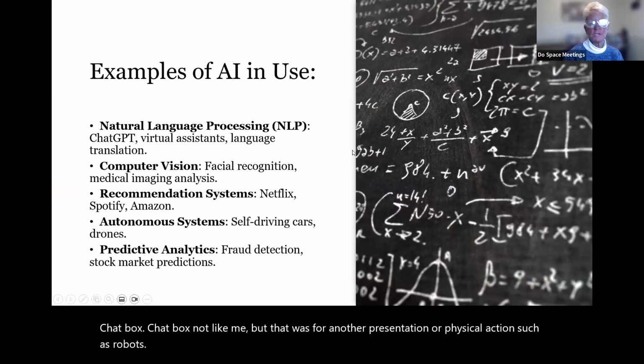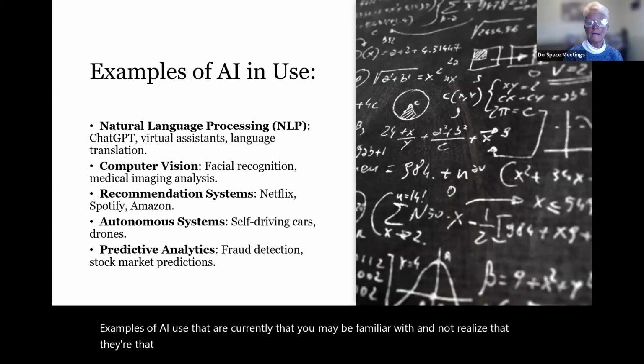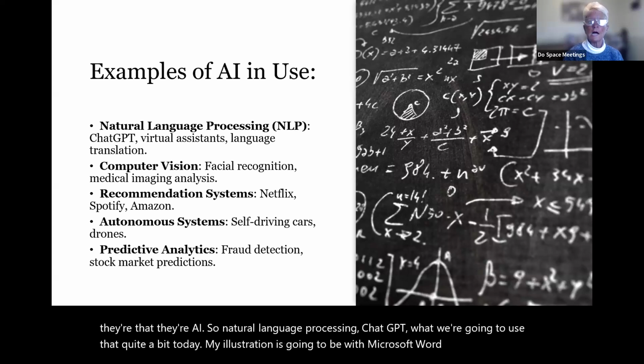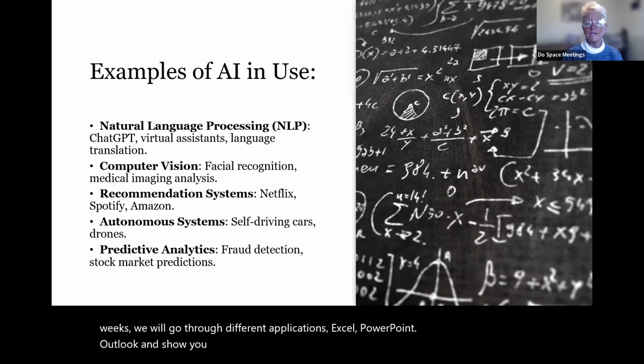Examples of AI use that you may be familiar with and not realize that they're AI. So natural language processing, ChatGPT. We're going to use that quite a bit today. My illustration is going to be with Microsoft Word today. In the following weeks, we will go through different applications, Excel, PowerPoint, Outlook, and show you how to use AI to your advantage professionally and personally.